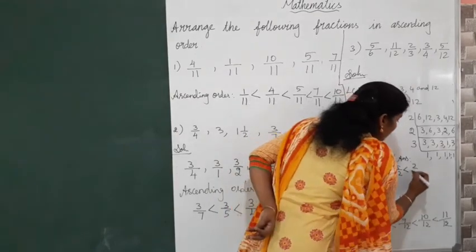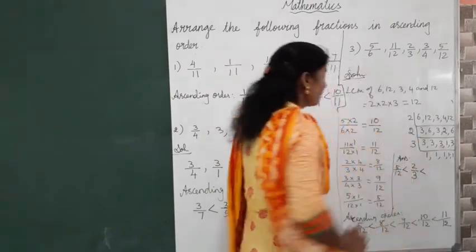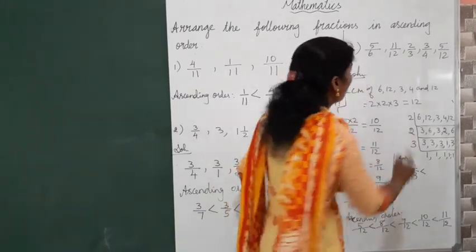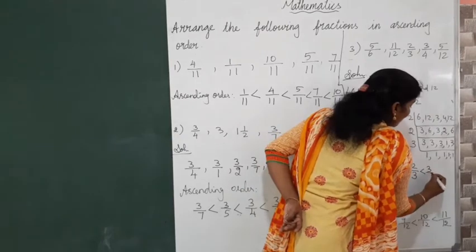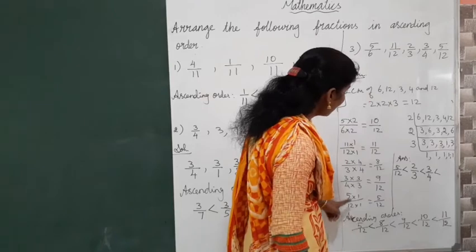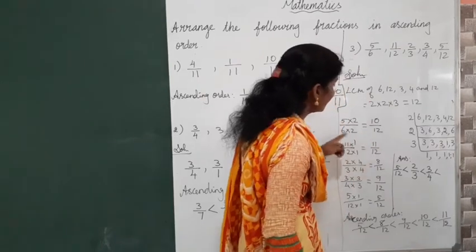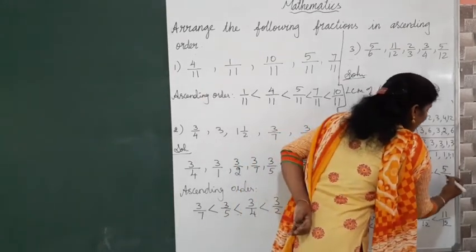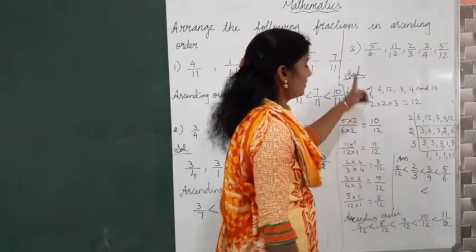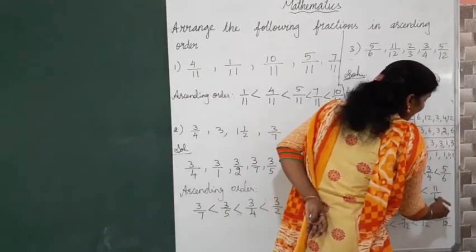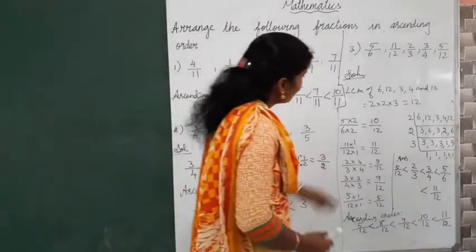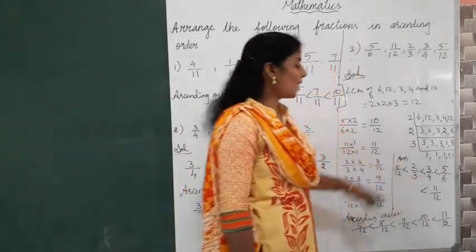So we can write 2 by 3 is less than. Then 9 by 12. 9 by 12 means 3 by 4. 3 by 4 is less than. 10 by 12, which is 5 by 6, isn't it? 5 by 6 is less than. Last one is 11 by 12. Isn't it? 11 by 12. Okay. We can use the questions and arrange in ascending order.